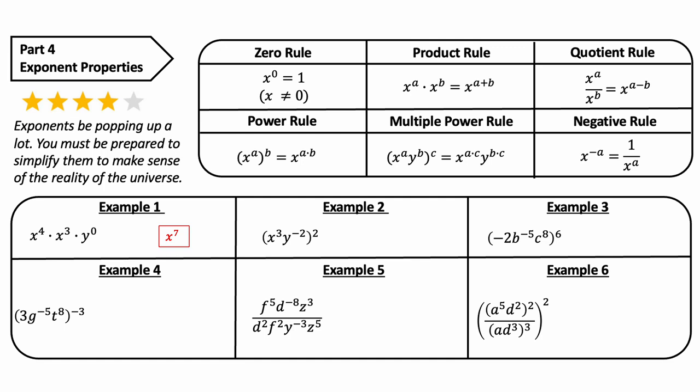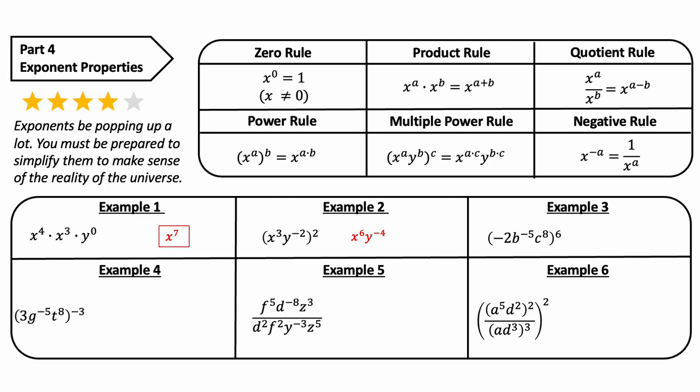We can follow the power rule, and in that case, we multiply everything by the exponent that we were raising it to. So in the case of x to the 3rd, it's being raised to the 2nd power. Well, 3 times 2 is 6, giving us x to the 6th, and then y to the negative 2 gives us y to the negative 4.